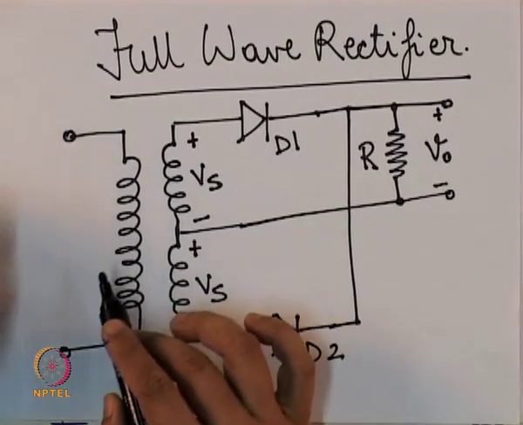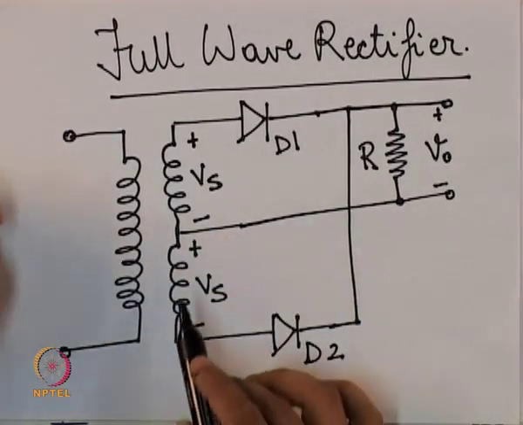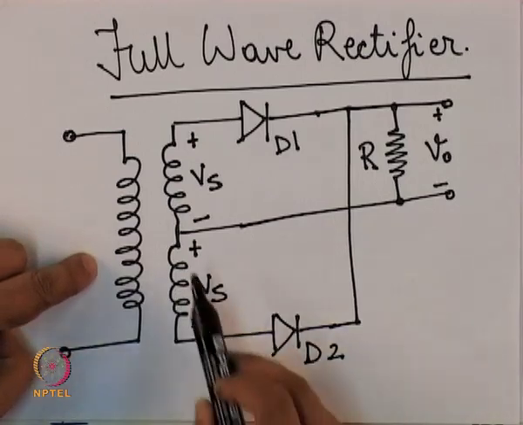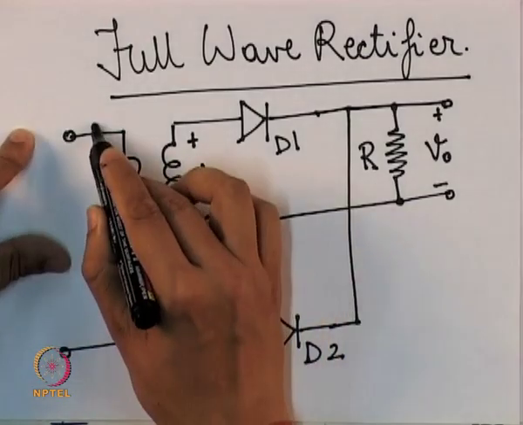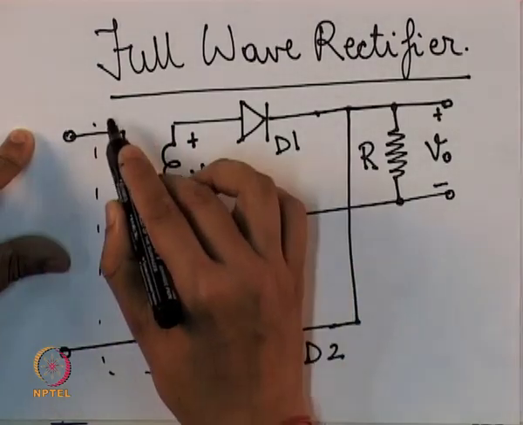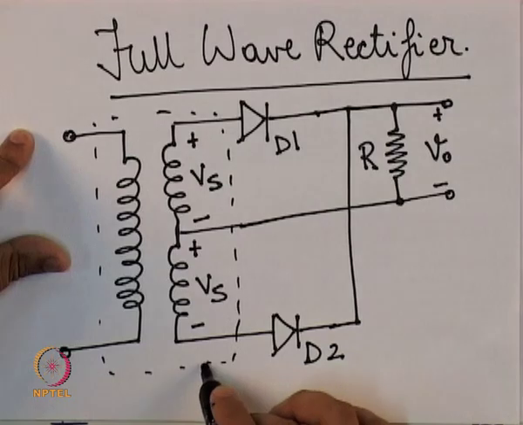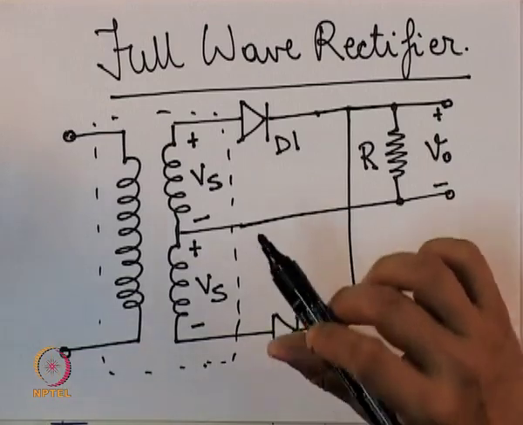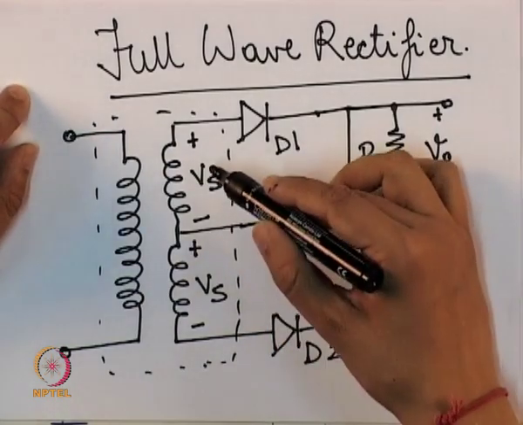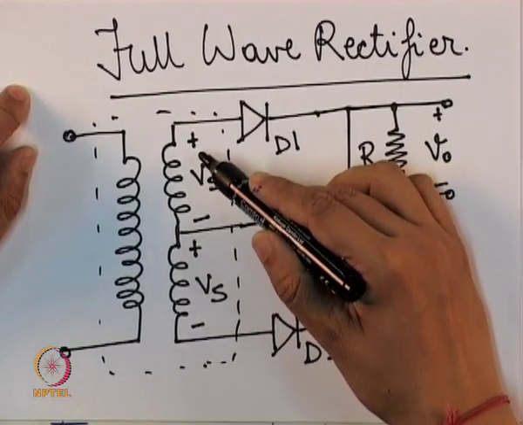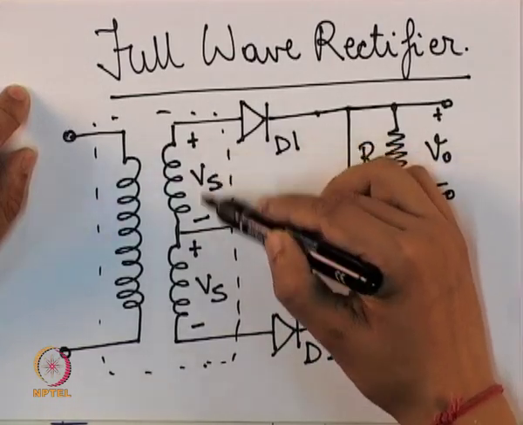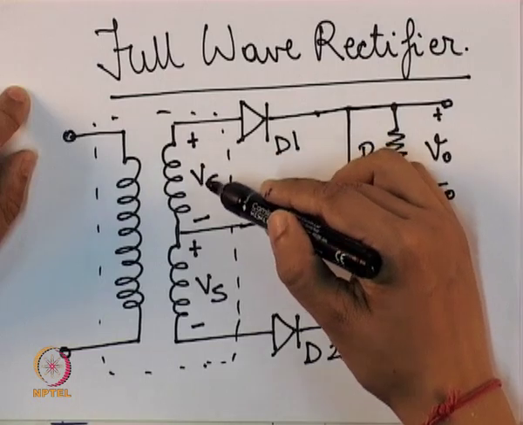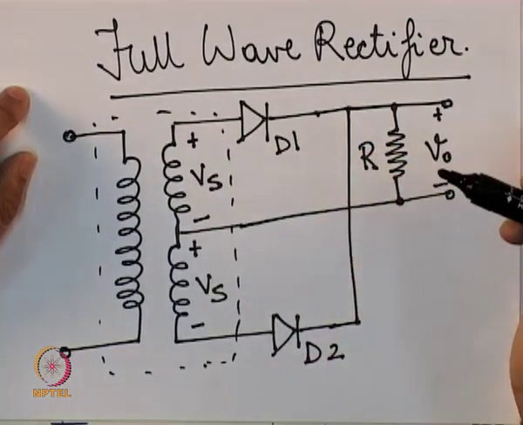So, this part which was not present in the circuit for the half wave rectifier is actually a transformer, this whole thing. Now, the transformer does not really play any role in the rectification, but it is necessary to show this element just to let you know that there are actually two sources, plus minus Vs and plus minus Vs.